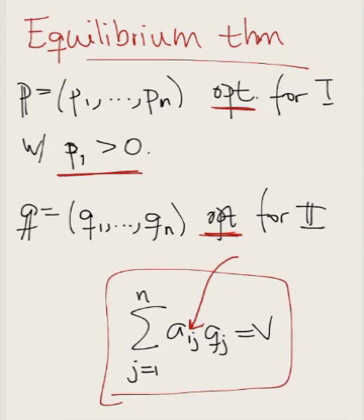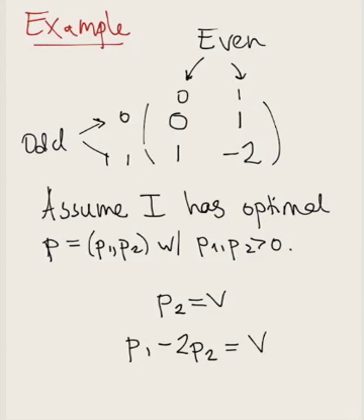We can use this equilibrium theorem as follows. Here's a simple game, which we've seen before. It's called the game of odd and even. The two players call out simultaneously either the number 0 or the number 1. We calculate the sum. If the sum is even, it's paid to player number 2. If the sum is odd, it's paid to player number 1. So there you see the game matrix.